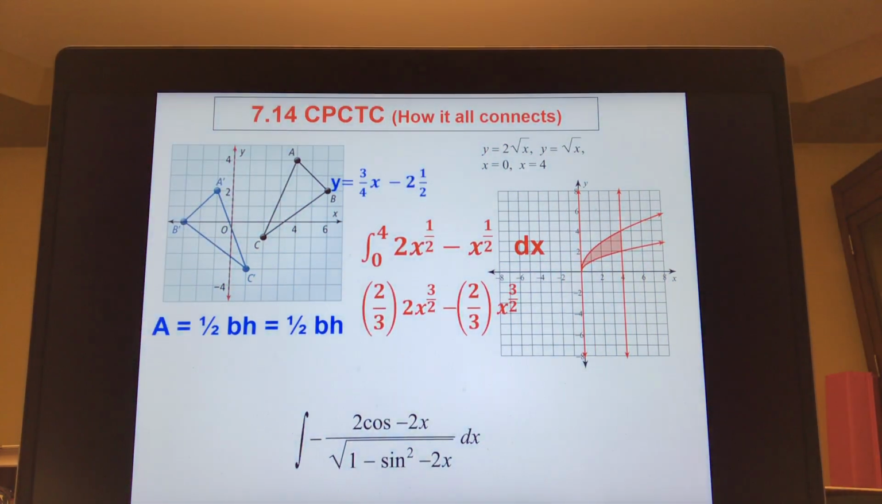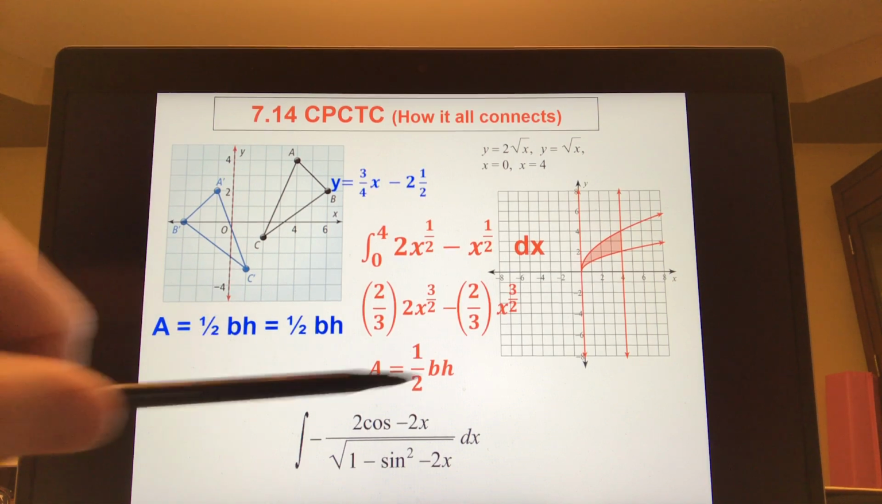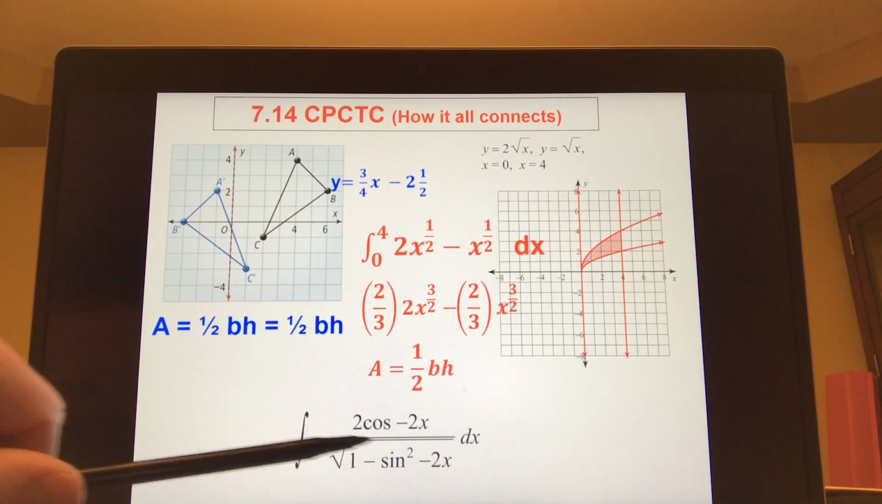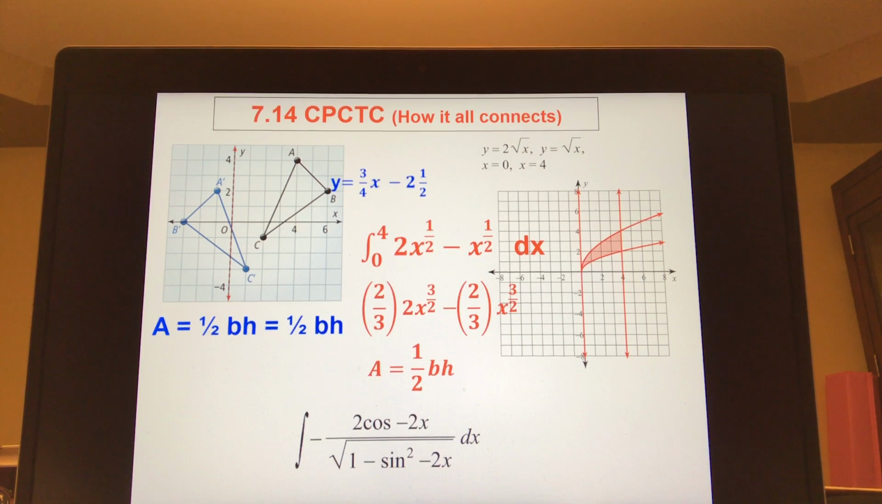It's a pretty profound concept when you think about it, because it goes all the way back to the basic idea of area equals 1/2 base times height. And eventually, we'll do some more complicated things with cosine and sine and tangent, things like that. It'll be great.